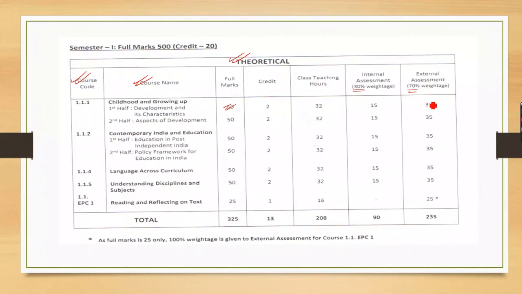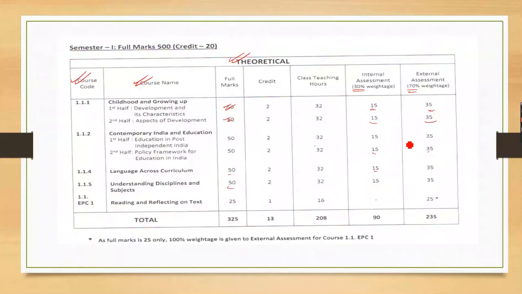So you can clearly see that external assessment carries more weightage than internal assessment here, okay. So out of 50, since 30% is for internal assessment, 15 will be for internal assessment, 35 will be for external assessment. For the second half as well, it will be 15 marks total for internal, 35 for external. Adding up, it will come up to total 50. It's the same for 1.1.2 first half and second half as well. It's the same again for 1.1.4, 1.1.5. Again, same thing, 30% and 70% division gives us 15, 35, 15, 35.